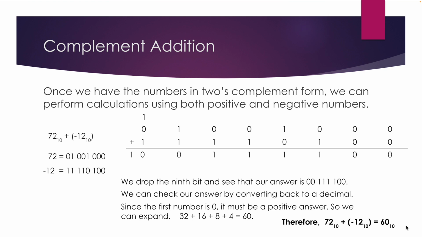So now that we know how to work with negative numbers, we can write each number using binary or 2's complement form, and then do regular binary addition. If you end up with a 9th bit, we drop that 9th bit because we're only working in 8 bits. We're only working with 1 byte. So I'm not going to worry about the 9th bit, I'm going to drop that. And if I convert my remaining bits back, I do get to the right answer.